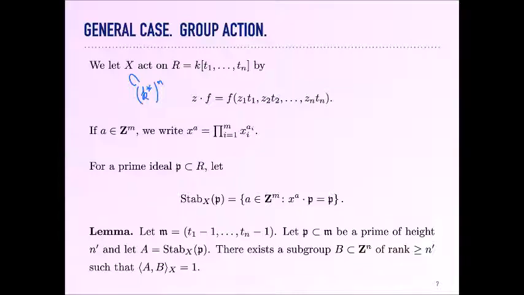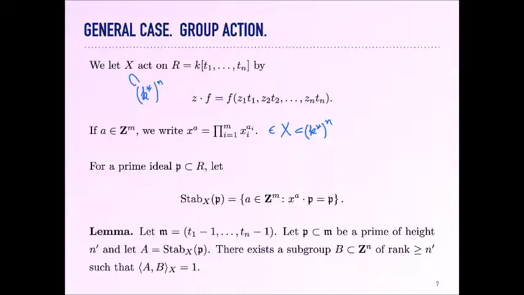Okay, and just a bit of notation, which I've used several times. If a is in Z to the n, then we're going to write x to the a as the corresponding product of xi to the ai. Okay, so this is an element of x, contained in k star to the n. Now, for each prime ideal P of this polynomial ring, we're going to define the stabilizer in x of P to just be the set of elements a in Z to the n such that the associated element of x, x to the a, stabilizes the prime ideal.